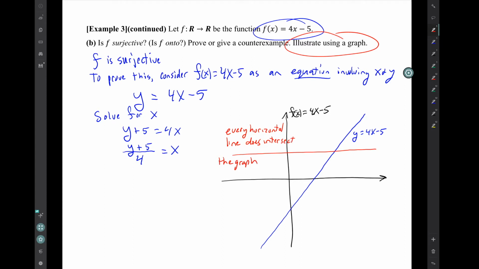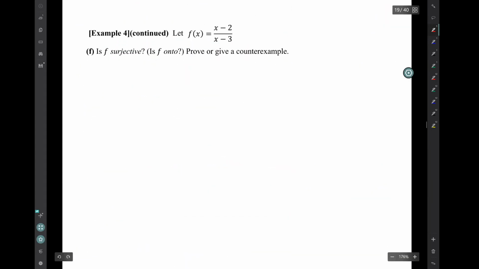It's actually just like the illustration that we used to show that this function was injective as well. Every horizontal line does intersect the graph. That shows that it's surjective, and no horizontal line intersects the graph more than once. The same picture shows that this function is injective. Okay, let's go on. Example 4, we dealt with this rational function. The question is, is f surjective? Prove or give a counterexample.